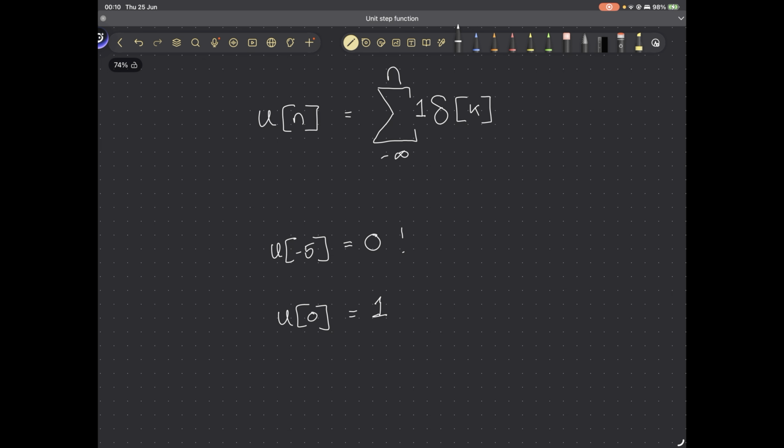And here's the best part. If we pick n to be any positive integer, whether it's 1, 10, a million, or infinity, the value of that unit step at that index would also be just 1. So now you know the two formulas to describe a discrete time unit step.